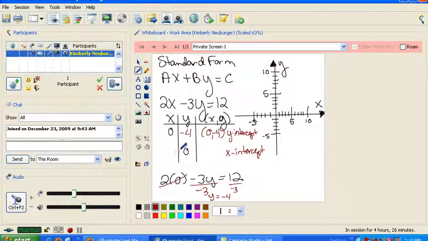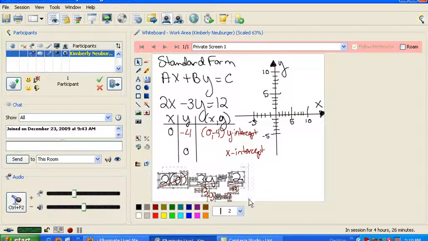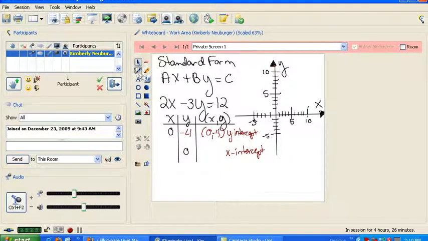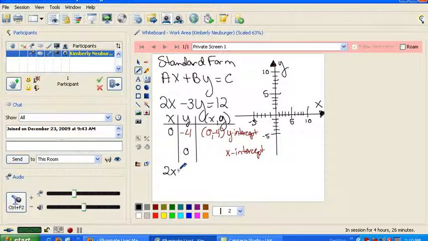Now let's find our next one by plugging 0 in for y. We are going to get 2x minus 3 times 0 equals 12. 3 times 0 just makes that disappear, and you're left with 2x equals 12. So I'm going to divide both sides by 2, and you end up with x equals 6. So I have a point here of 6, 0.